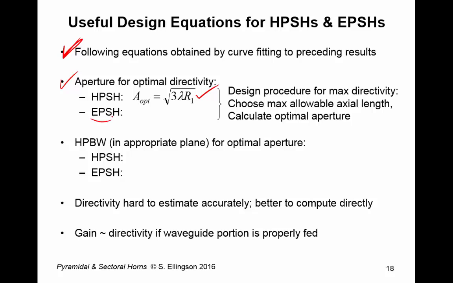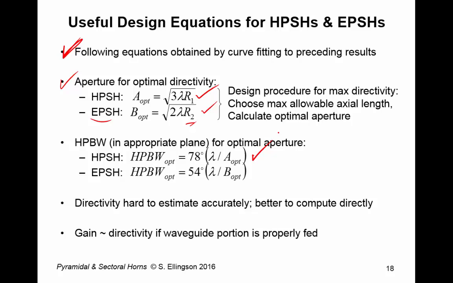For the E-plane sectoral horn, we can have a similar expression. It's B sub opt is the square root of 2 times lambda times R2. Very similar looking expression, again obtained by empirical methods. The half-power beam width in the appropriate plane, it's useful to know expressions for that in case this is the thing that you're concerned about. For the H-plane sectoral horn, it was 78 degrees times wavelength divided by A sub opt. For the E-plane sectoral horn, the only difference is 54 degrees, and we're dividing by B sub opt.